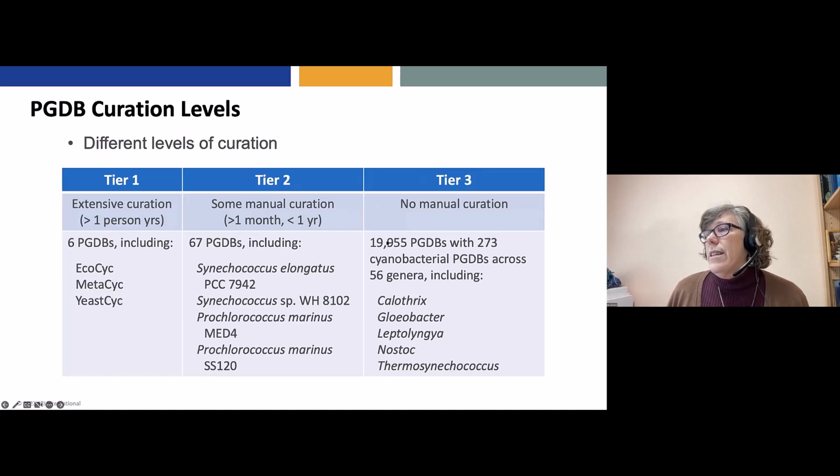The tier 3, as I said, most of those are microbial, and we have within those tier 3, 273 additional cyanobacterial PGDBs. And one of the things that we're really wanting to emphasize here is that we have cyanobacteria representing many, many genera, and that's to hopefully capture the vast diversity of the cyanobacteria, both metabolically and ecologically.